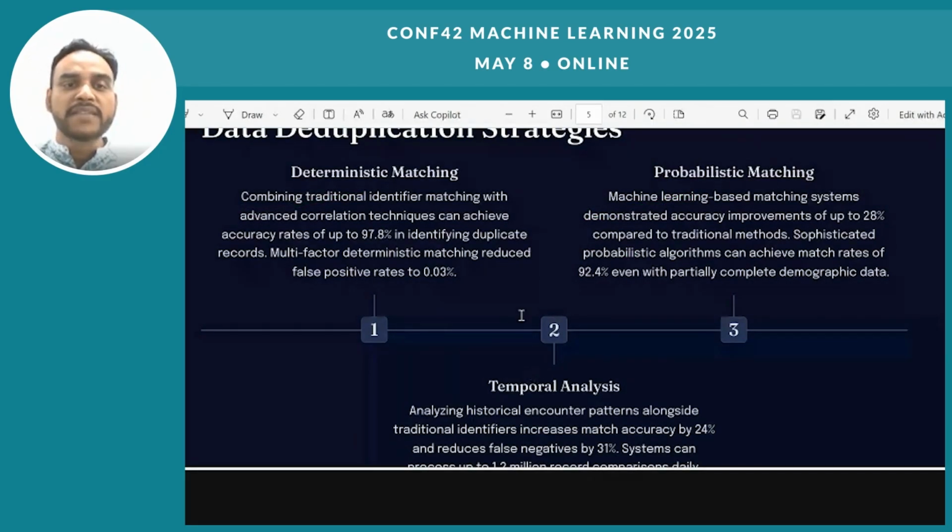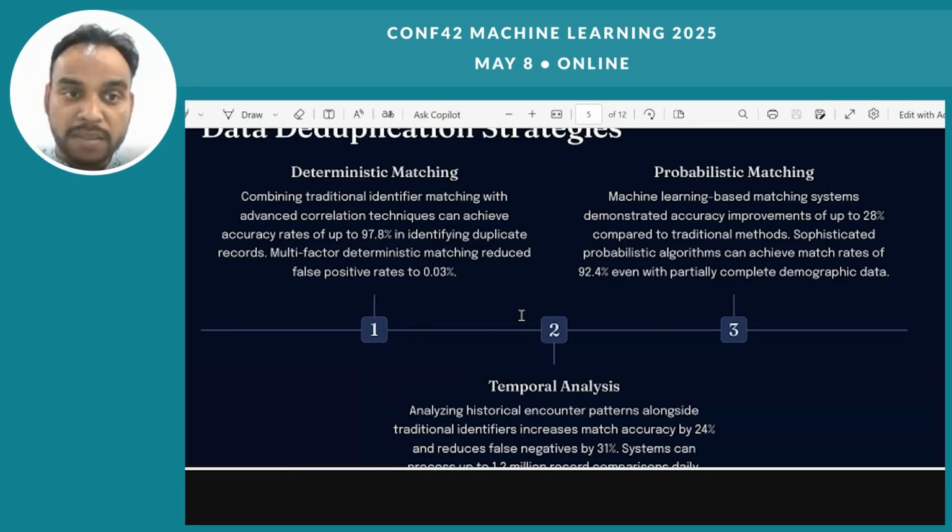Healthcare organizations face a significant challenge in maintaining accurate patient identity across multiple systems. Research on deterministic matching algorithms has shown that combining traditional identifier matching with advanced correlation techniques can achieve an accuracy rate of up to 97.8% in identifying duplicate records. A study of 15 healthcare institutions demonstrates that implementing multi-factor deterministic matching reduces the false positive rate to 0.03% while processing approximately 600,000 record comparisons per hour.